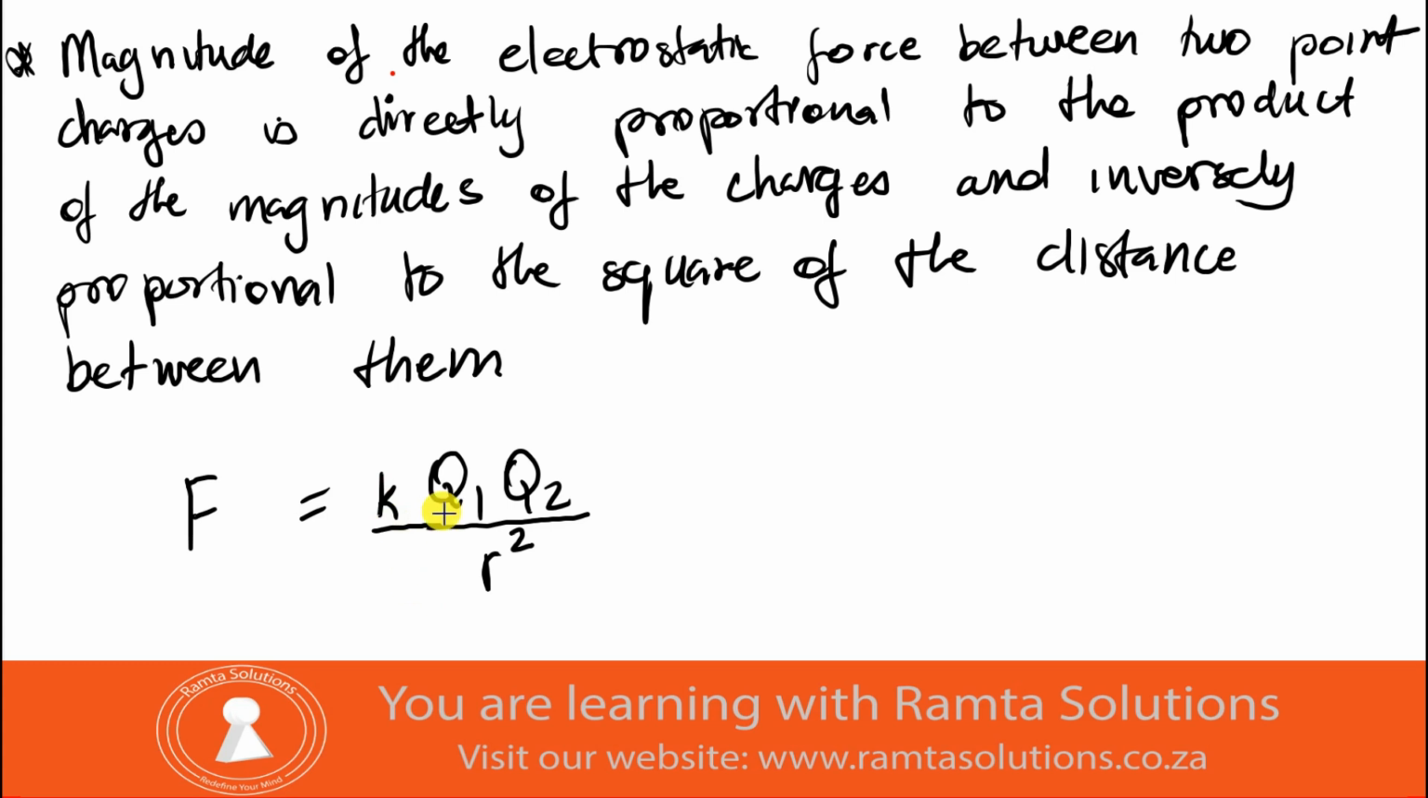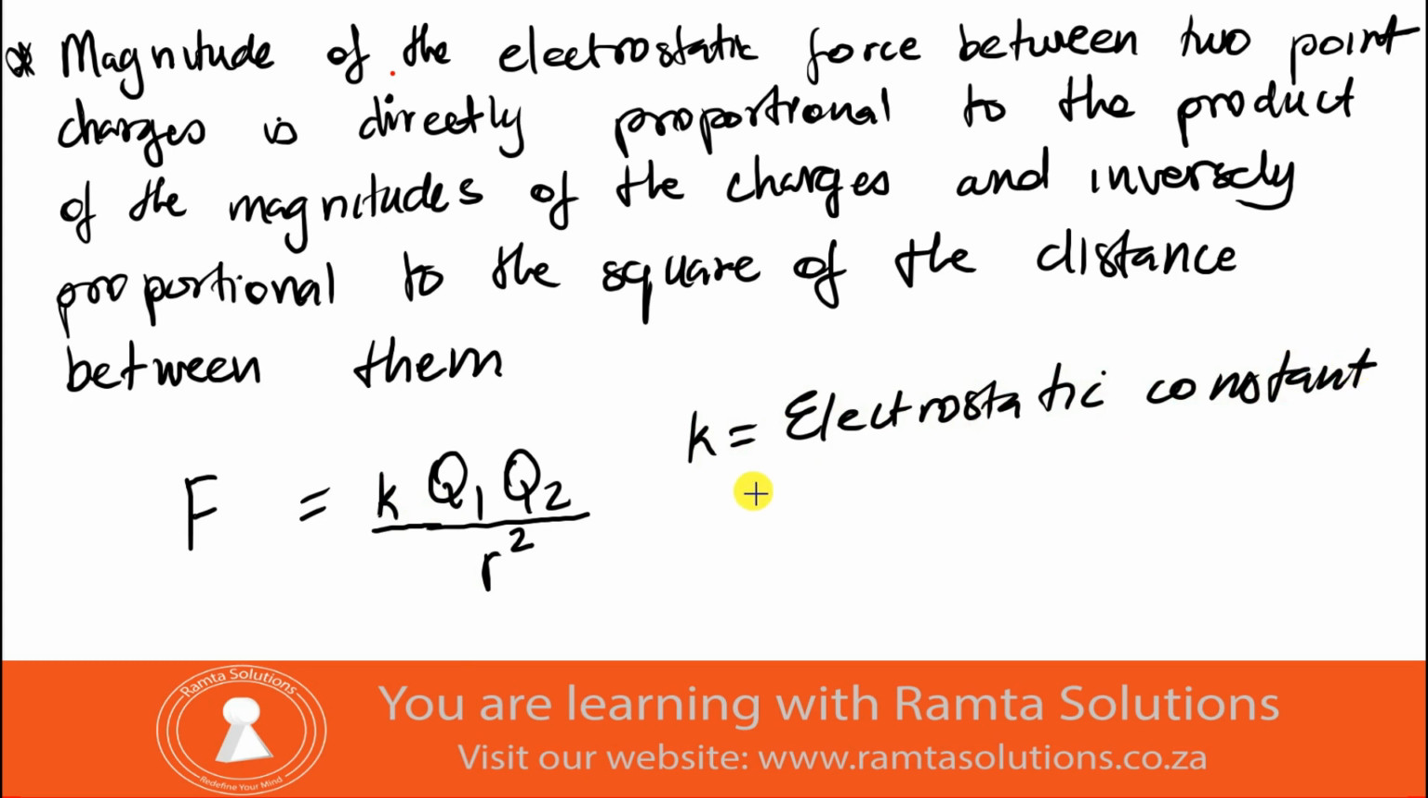So this K is called the electrostatic constant. It's the electrostatic constant. It has the magnitude 9,0 times 10 to the 9 in newton meter squared per coulomb squared.